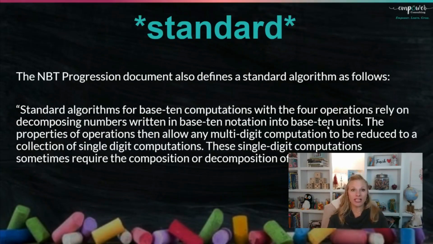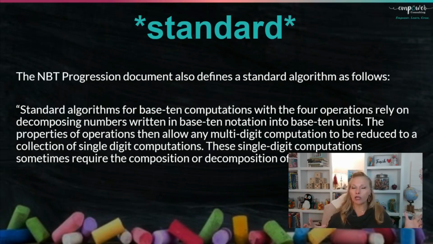Standard. So let's talk about the standard part. That's a little bit about algorithm. Now I'm going to talk about standard, and then I'm going to blend them for every grade level. Okay, so standard. This is what the NBT, which is Numbers in Base Ten, learning progression says. Now, the learning progression, my friends, is what tells us how the math is built from kindergarten through 12th grade. It's a progression document.